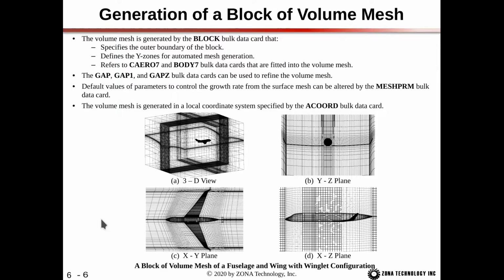And default values of parameters to control the growth rate from the surface mesh can be altered by the mesh param bulk data card. And the volume mesh is generated in a local coordinate system specified by the ACORD bulk data card. In this example, the global block, the mesh doesn't need to be in a local coordinate system. But if we had some engine pylons out here or underneath the wing, then you might need a local coordinate system for that particular block for the overset scheme.